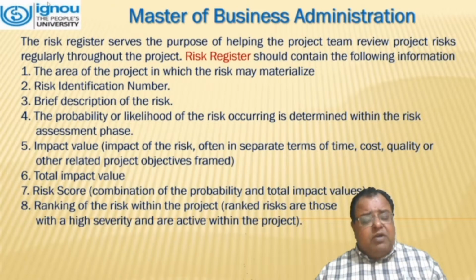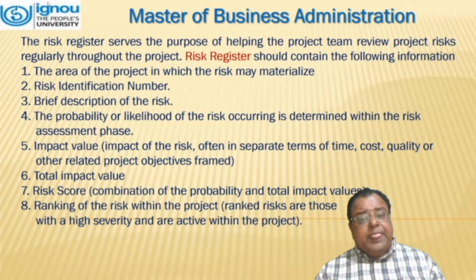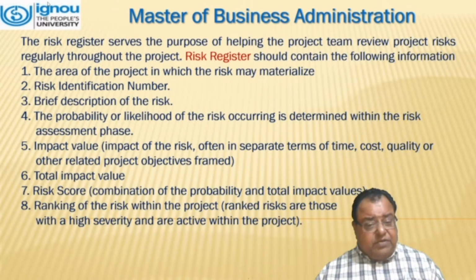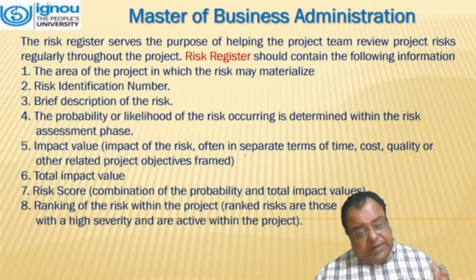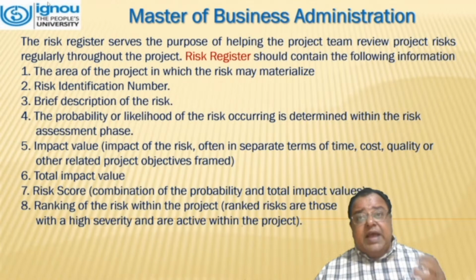The risk register should contain the following information: the area of the project in which the risk may materialize, risk identification number, a brief description of the risk, the probability or likelihood of the risk occurring as determined in the risk assessment phase, impact value, that means the impact of the risk, often in separate terms of time, cost, quality, or other related project objectives, total impact value, that is the monetary value, risk score, a combination of the probability and impact values, and ranking of the risk within the project, that is, the ranked risks are those with a high severity and are active within the project.